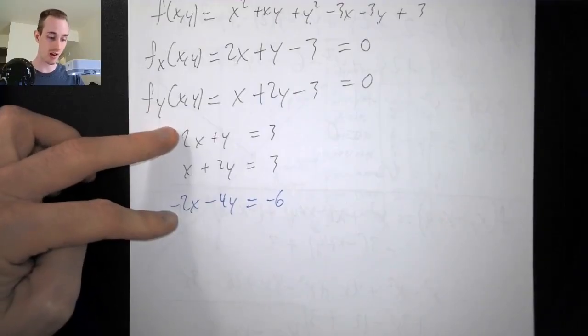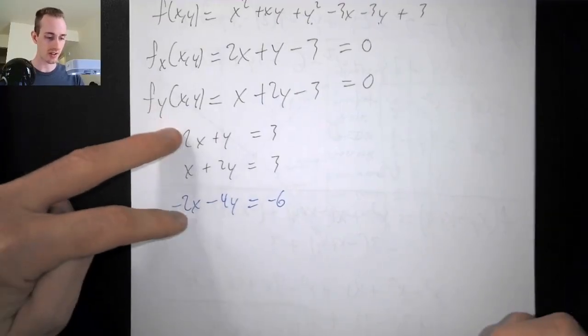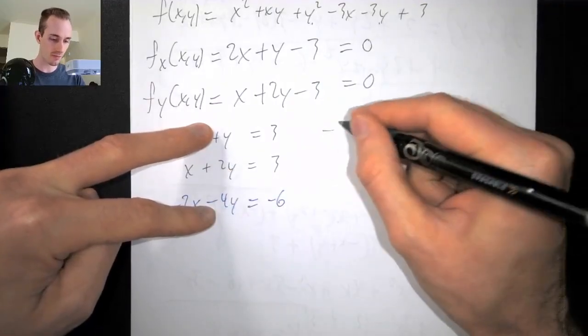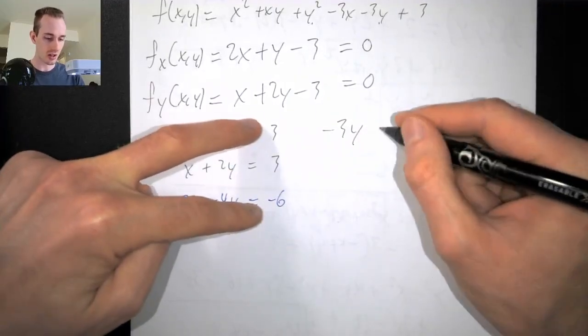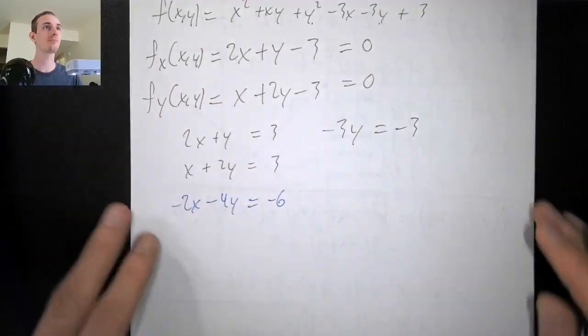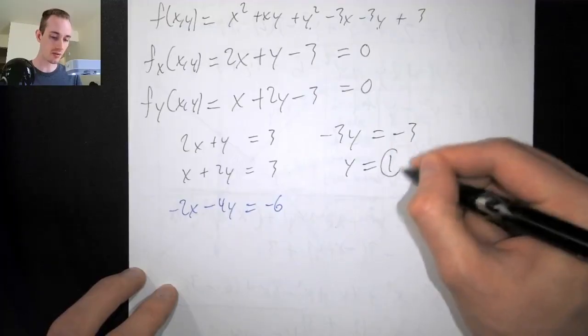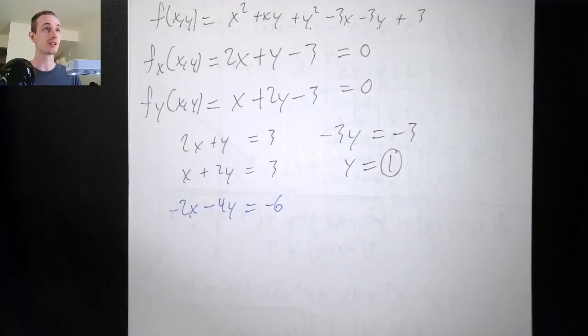Those will cancel out if I add them together. So add these, you get 0. Add these ones, you get 3y, or rather negative 3y. And then we get equals negative 3 on the other side. Divide both sides by negative 3, I'll get y equals 1. So that is the y coordinate of my interior critical point.